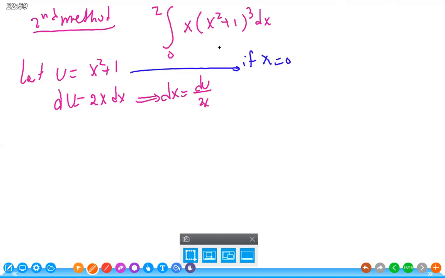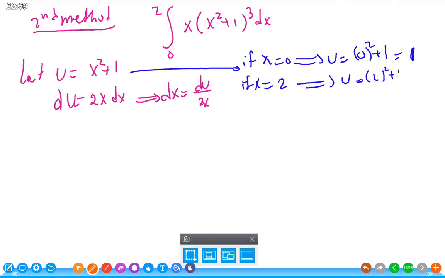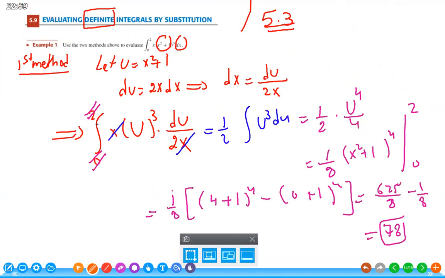If x equals 0, this represents the lower boundary. Go to the relation, substitute x by 0. So the lower boundary will be 1. If x equals 2, the new boundary will be 2 squared plus 1, which means 5. So the new integration will be from 1 to 5. Here you cannot write 0 to 2. Clear? This is the common mistake for the student.